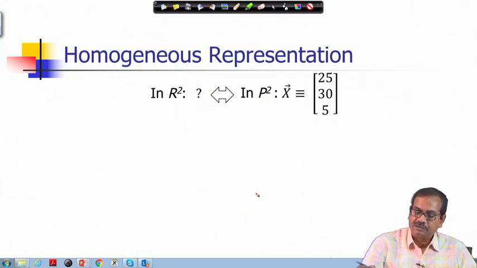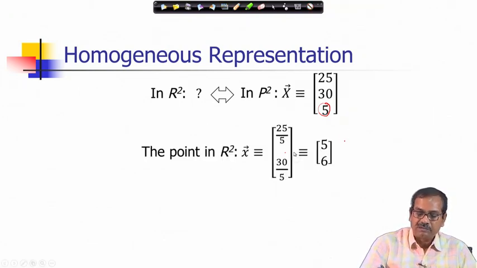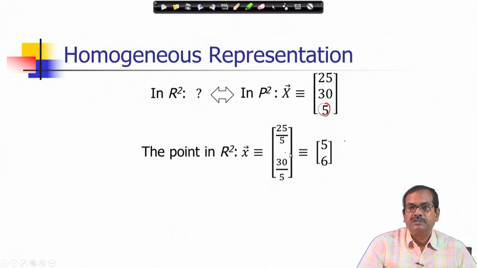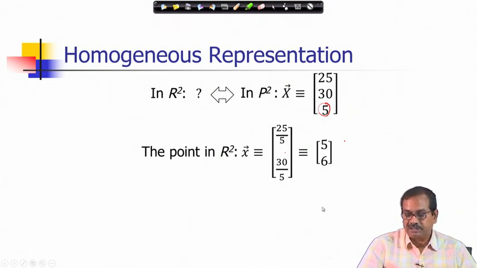As I mentioned, there is this additional dimension which is representing the scale. So to convert into the real space, what do I need to do? I need to simply divide these coordinates by this scale, and then we can get the corresponding real space point. So you divide 25 by 5, which is 5, and 30 divided by 5, which is 6. So this point is equivalently represented by 5 and 6 coordinates in the real space.